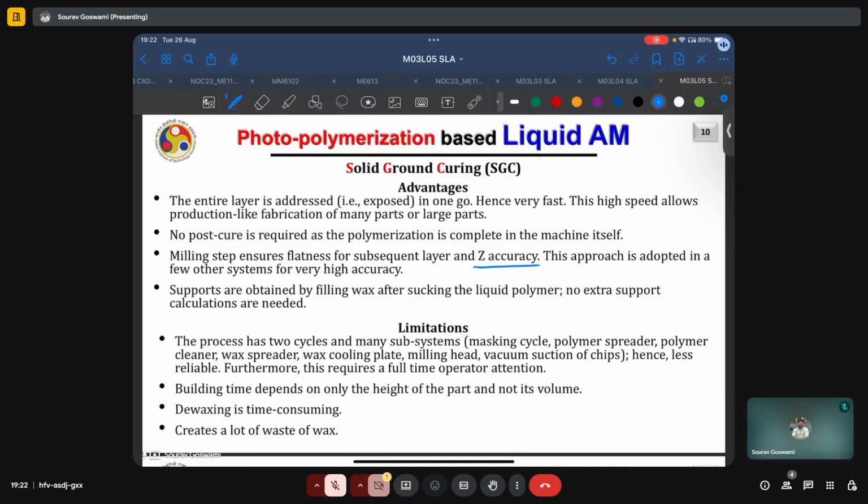However, the process has 2 cycles and many subsystems, hence it is less reliable, and the chances of errors or malfunctions are increased. Furthermore, the process being complex requires full-time operator attention. Second, build time depends only on the height of the part and not its volume, which is good for large volume parts. But if your part has very small volume, but it has a long aspect ratio, it will still take a long amount of time, even though the total build volume will be small. The dewaxing process is pretty time consuming, and it also creates a lot of waste wax.